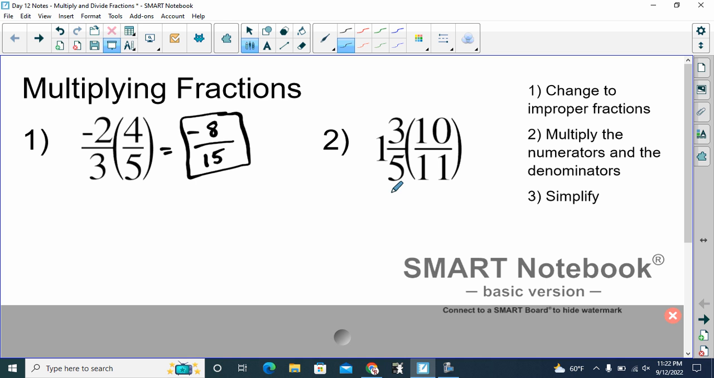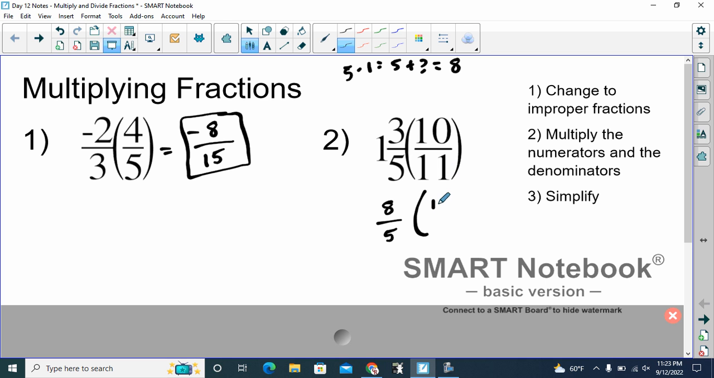Question number 2 says 1 3/5 times 10/11. 1 3/5 times 10/11. So we need to start by changing any mixed numbers to improper fractions. 1 3/5 is a mixed number. We change it to an improper fraction by multiplying the denominator, 5, times the whole number, 1. 5 times 1 gives me 5. And then adding the numerator. 5 times 1 is 5, plus 3 gives me 8. 1 3/5 is the same thing as 8/5.